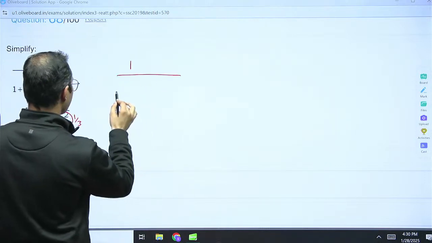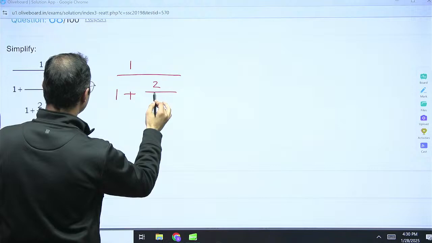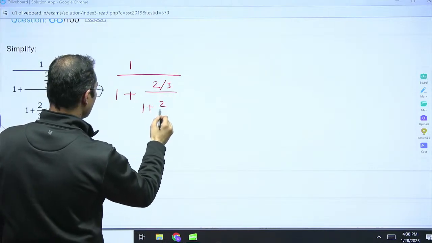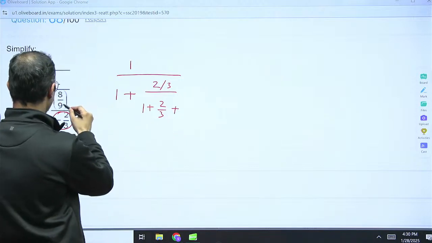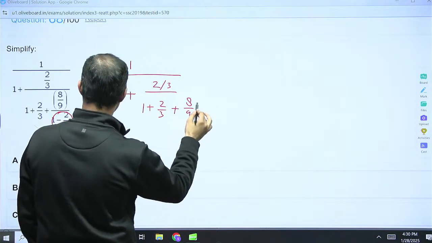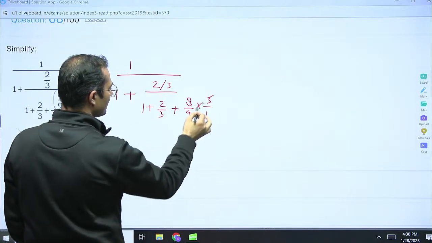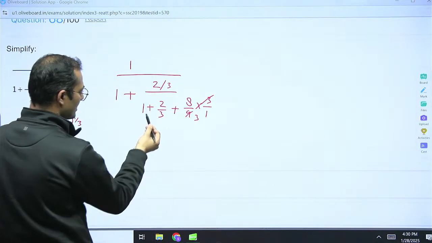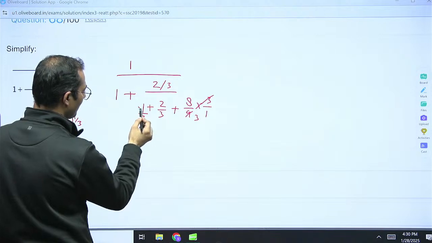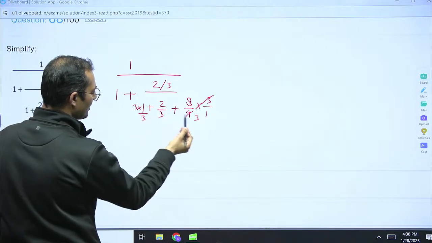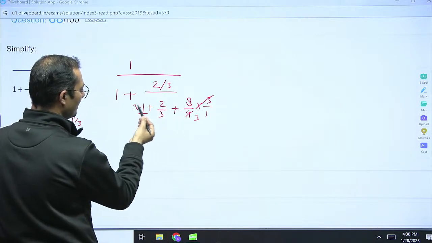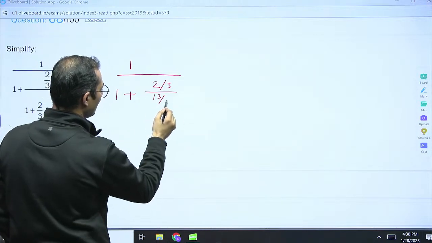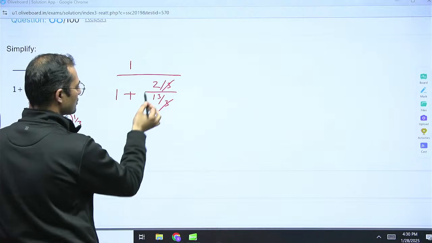I get 1 upon 1 plus 2 upon 3 plus 8 upon 9 into 3 by 1. By 3 it is 3 times, so 8 by 3, 2 by 3. Just divide by 3 and multiply by 3. The denominator is 3, so 8 and 2 and 3 make 13, so I will get 13 by 3. By 3, 3 cancel, so 2 by 13.